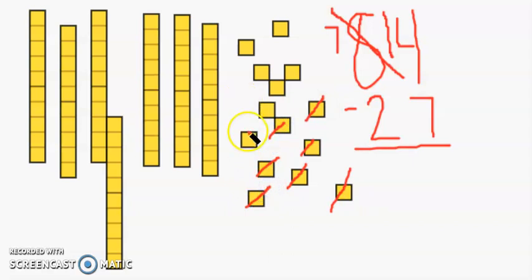All right, let's see what's left. 1, 2, 3, 4, 5, 6, 7. Awesome job. And now I have 7 10s and I want to take away 2. So I have 10, 20, 30, 40, 50. So I'm going to put 5 there in the tens place. So my answer, or the difference, is 57.